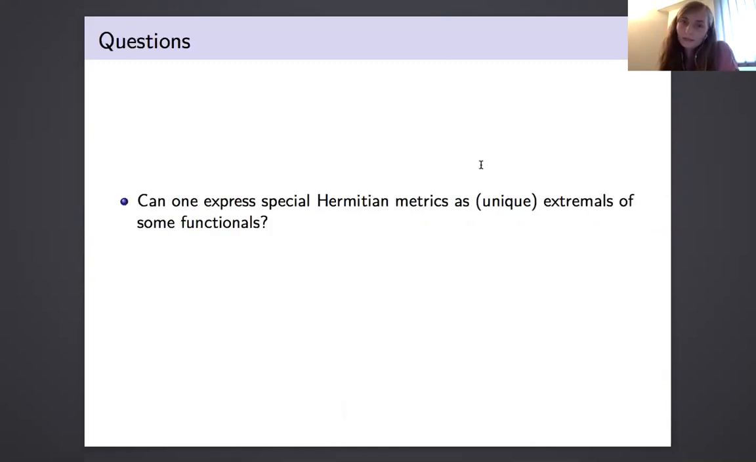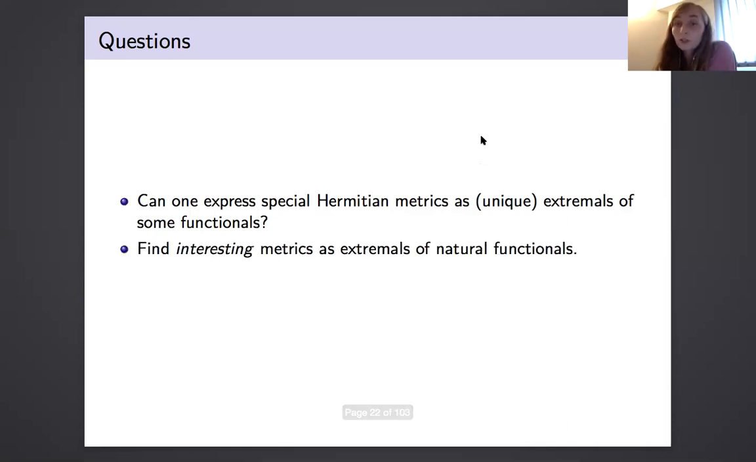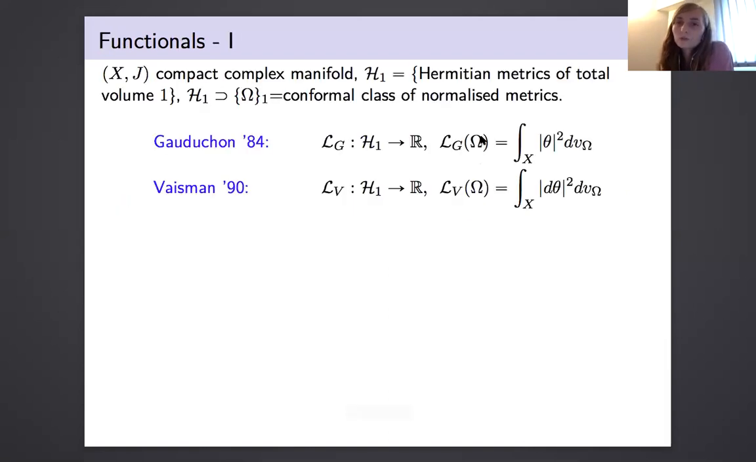And so in our paper, we addressed one or two questions. So we wondered if we could express the special classes of Hermitian metrics as extremals of some functionals, eventually, if possible, unique. And more generally, whether we could find some other classes, maybe of interesting Hermitian metrics, appearing as extremals of some natural functionals. And these questions are not new.